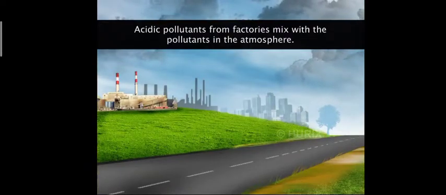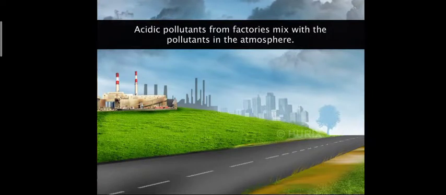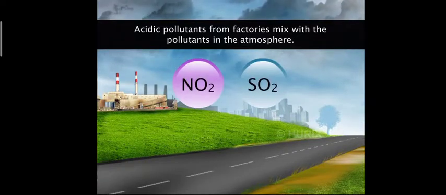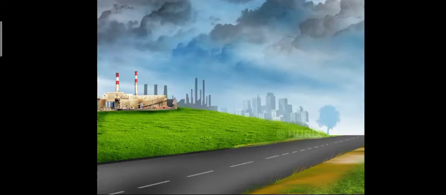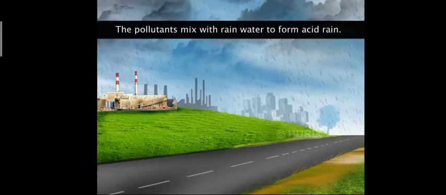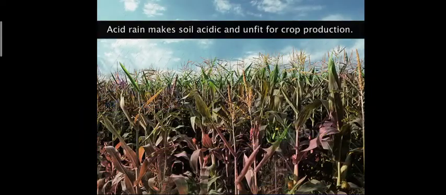Gaseous and particulate acidic pollutants, such as the oxides of nitrogen and sulfur released from factories, mix with the pollutants present in the atmosphere. These pollutants combine with rainwater to form acid rain. When this rain meets the soil, it becomes acidic and unfit for crop production.